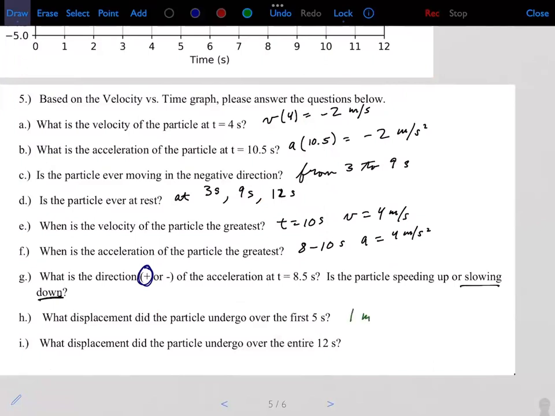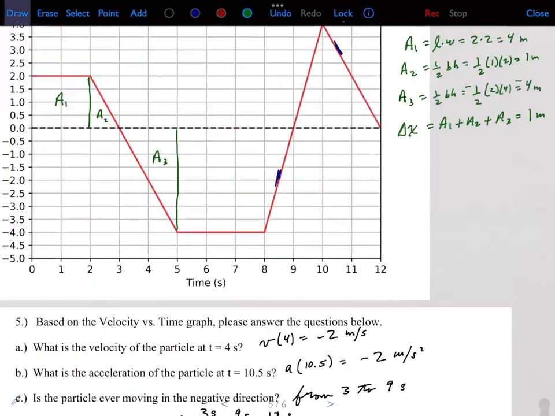Okay, and then the last question is, what is the displacement for the entire 12 seconds? Well, we already started this, right? So we have A1, A2, A3. Let's split this up into another rectangle here. Call this A4. Say A5. And maybe this whole triangle, A6.